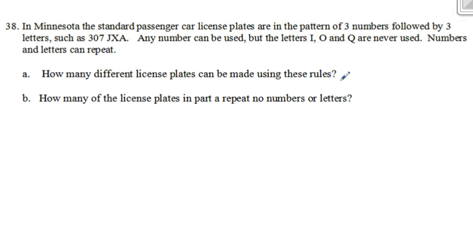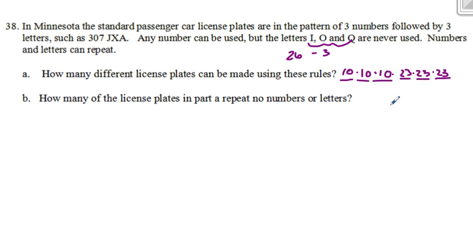So we've got 3 spots for numbers. We've got 10 options, 0 through 9. And we've got 3 spots for letters. Normally we have 26 letters, but we're going to subtract the 3 that aren't allowed. So we have 23 options for each spot. And we're going to multiply out those numbers.